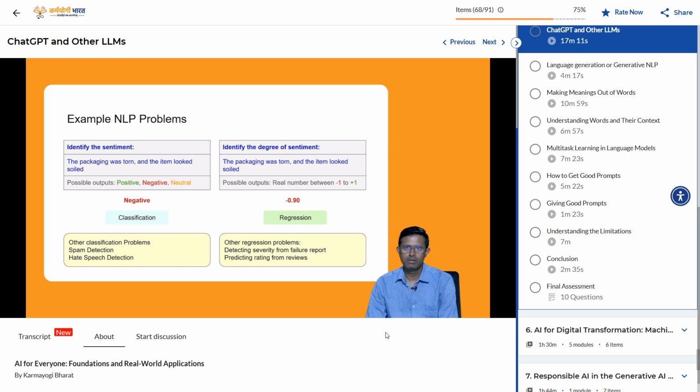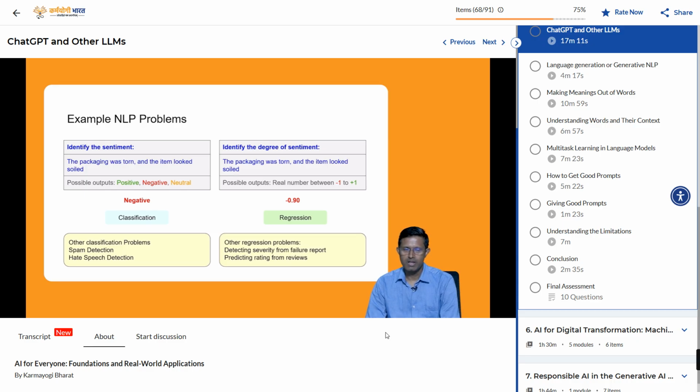And there could be many other tasks which can be modeled as regression problems. Again, I'm talking about the NLP domain here. So suppose there's a failure report which came from a manufacturing unit, and from that failure report, we're trying to detect the severity of it. The severity is again in a range. A very high score means that it's very severe, and a very low score means it's not that severe. So here also, given a natural language input, we are trying to predict the score, which is a real number.